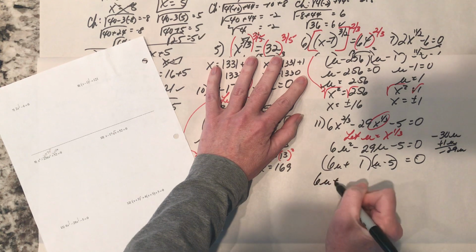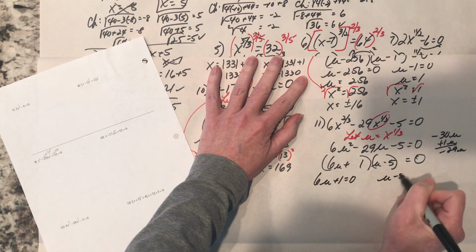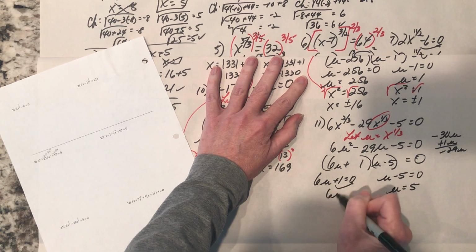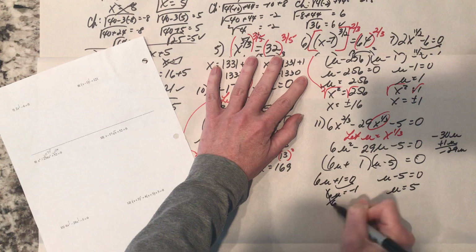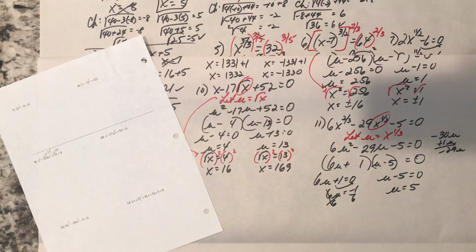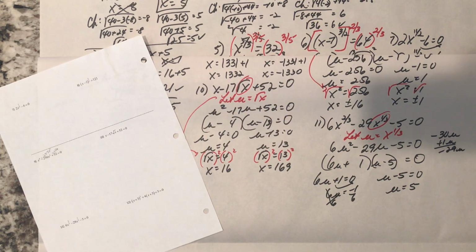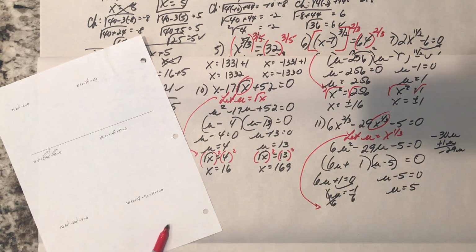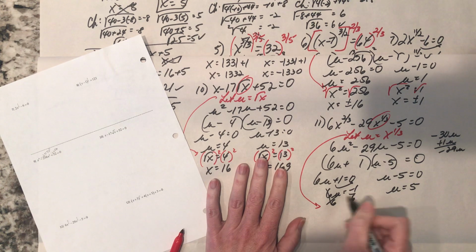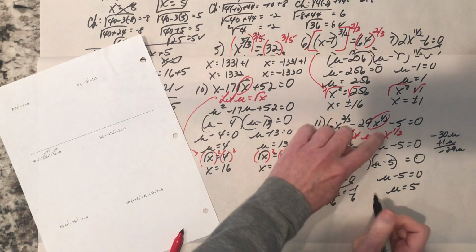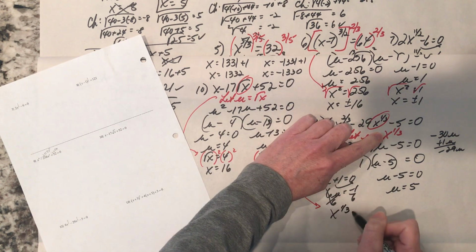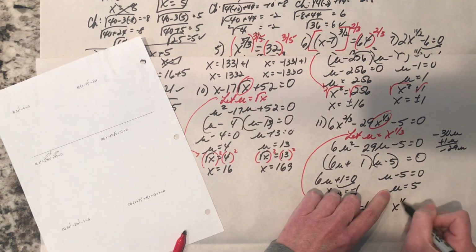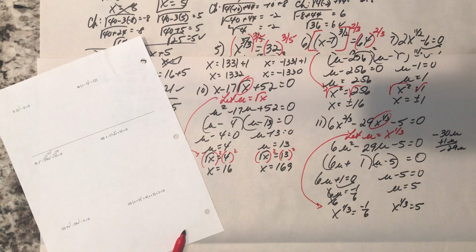So 6 mu plus 1 equals 0. Mu minus 5 equals 0. Mu is 5. Move the 1 over and divide by 6. So we're getting negative 1/6 and a positive 5. You know we've got to do the switcheroo, get back into the land of x's. So instead of mu equals negative 1/6, we're going to have x to the 1/3 equals negative 1/6, and we're going to have x to the 1/3 equals 5.